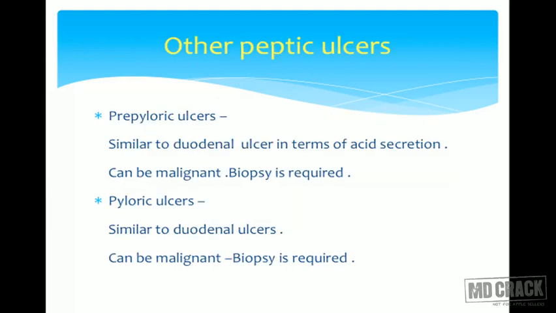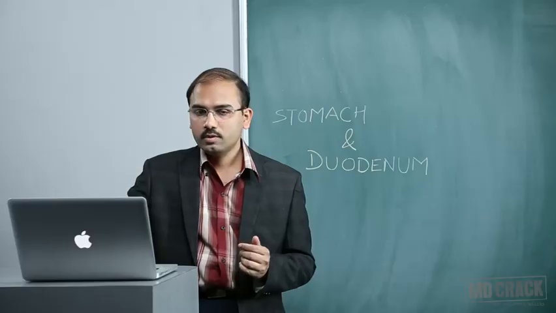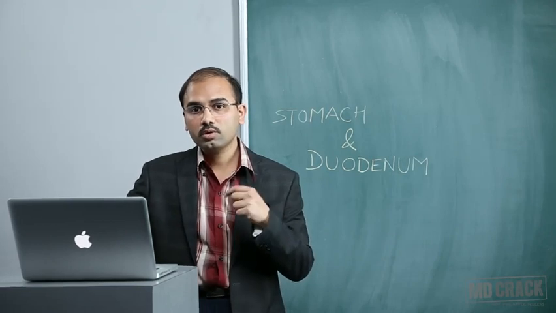What other ulcers do we have? We have pre-pyloric ulcers. They are similar to duodenal ulcers in terms of acid secretion. They can harbor malignancy, so biopsy is required. Pyloric ulcers are similar to duodenal ulcers. They can be malignant, hence biopsy is required. Then stomal ulcers, found at the site of gastroenterostomy constructed in Billroth type 2. Mostly these ulcers are found on the jejunal side of the stoma, not on the gastric side of the stoma.